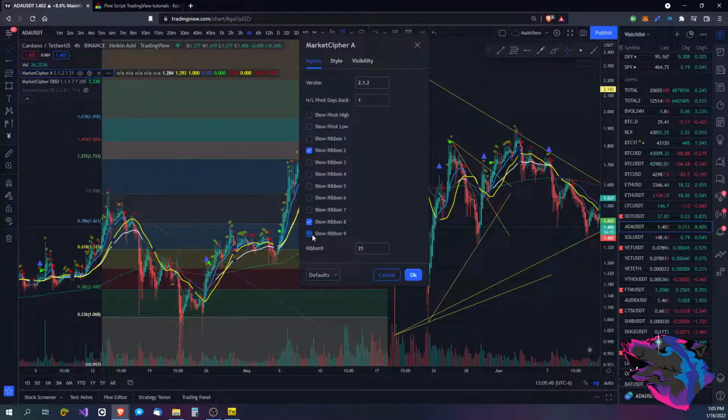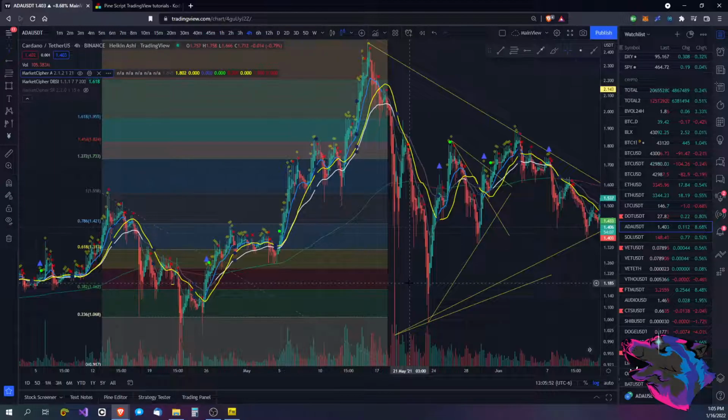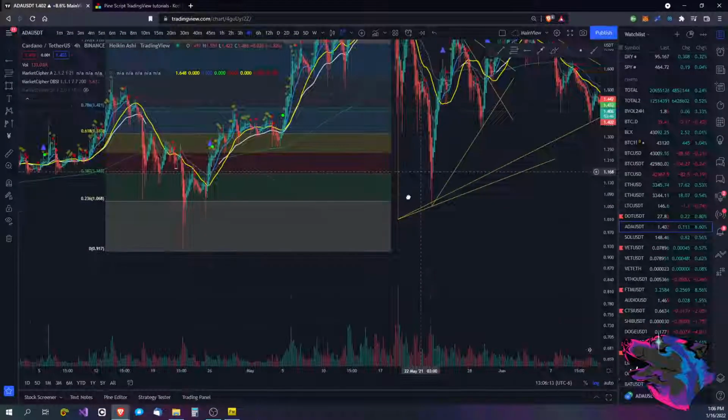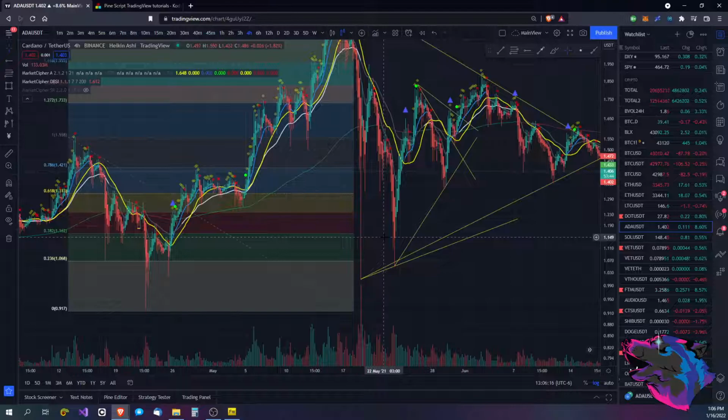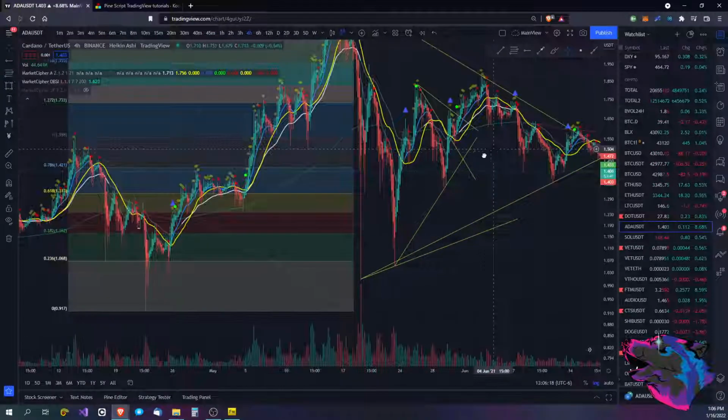Ribbon 9. Well, whatever ribbon 9 is, it's a 21. But again, coming up here, hit, bounced, hit, bounced, hit, bounced, came up, bounced, found support, punched up 2 more, came back down, bounced, before wrecking everybody, liquidating the world.